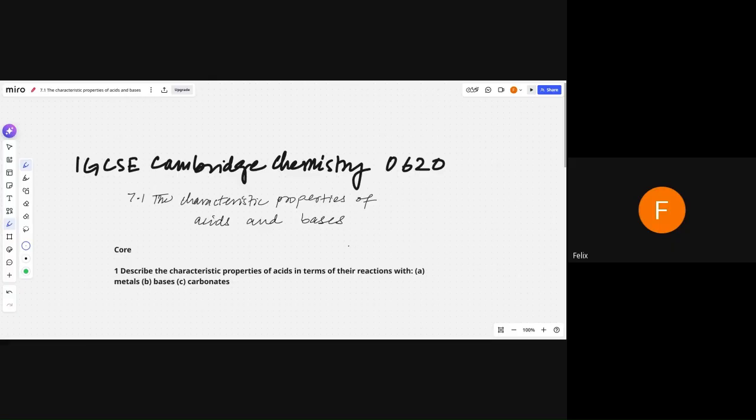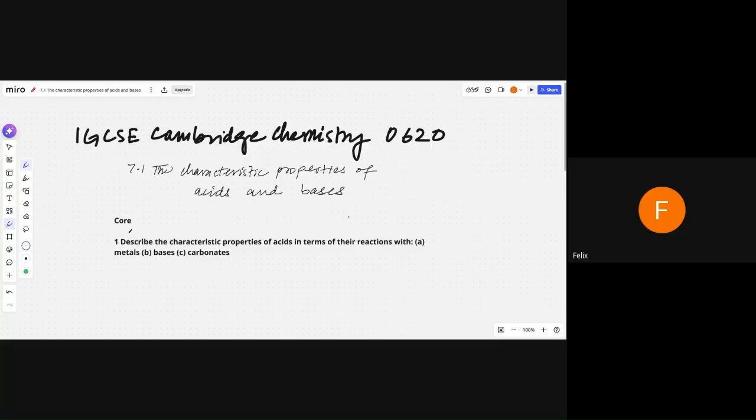So in this lesson, we are covering 7.1. This is chapter number 7, acids, bases, and salts. So 7.1, it says the characteristic properties of acids and bases. The first topic for core students, for the core syllabus, says: describe the characteristic properties of acids in terms of their reactions with metals, how acids react with bases, and how acids react with carbonates.